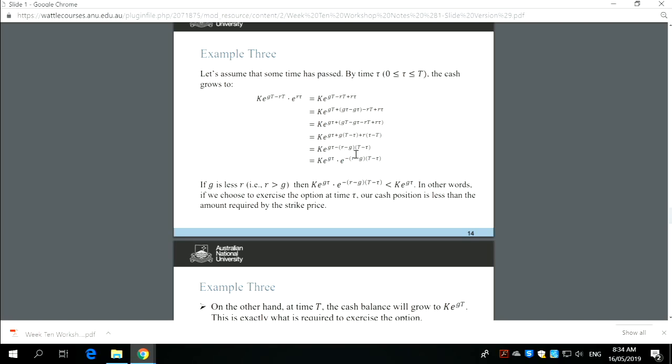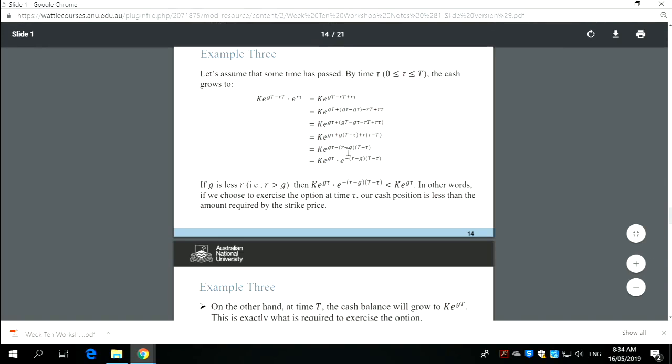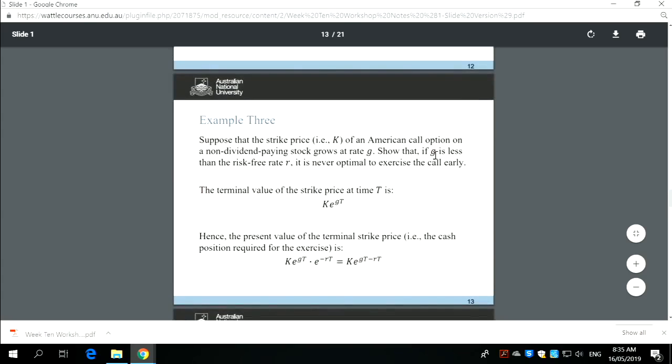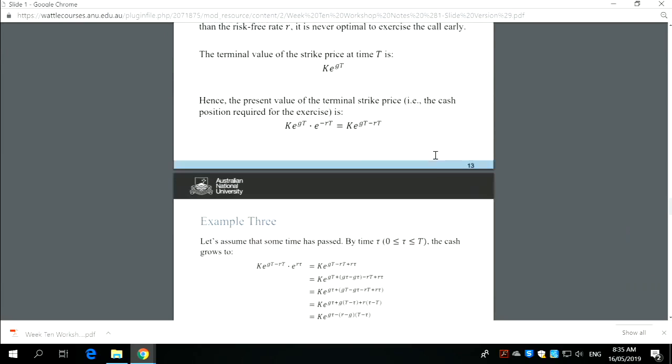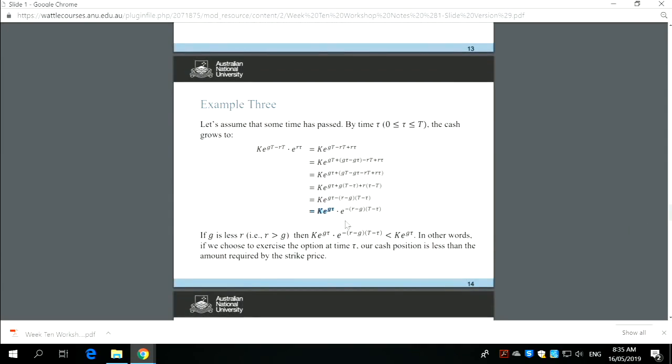Once we can derive this equation, let's analyze what this is all about. Basically, the first half of this equation is our strike price, right? We established this already because the strike price is growing at a rate of g. So at the point tau, this is how much the strike price is. That's your strike price. And bear in mind, the question says that g is less than the risk-free rate. If g is less than the risk-free rate, then r minus g must be a positive value. Everybody can agree on that, right?